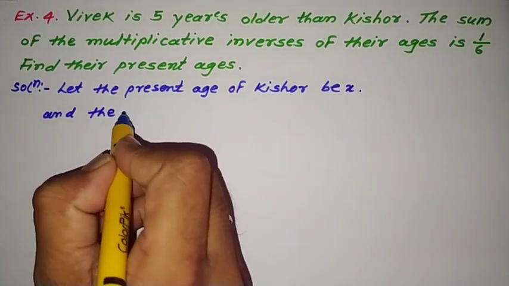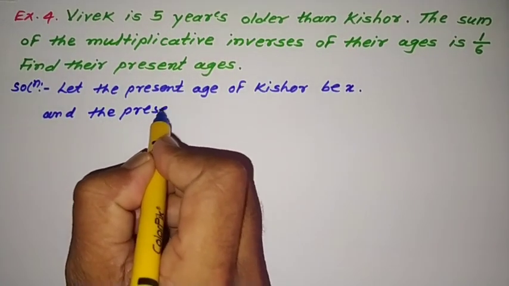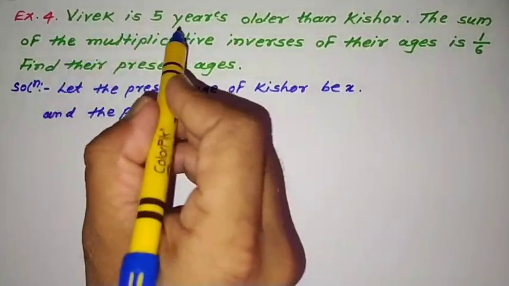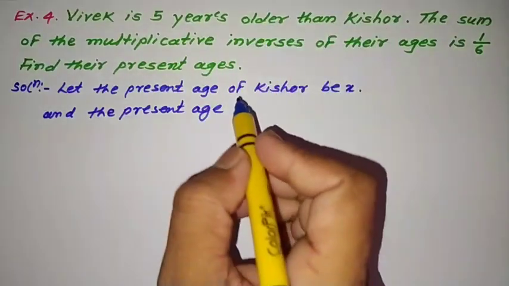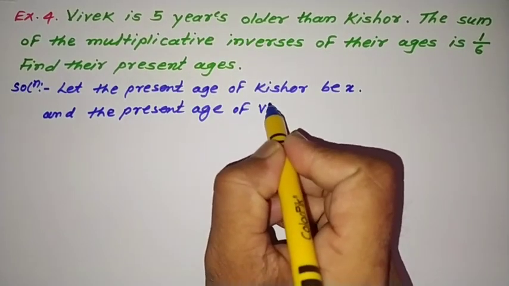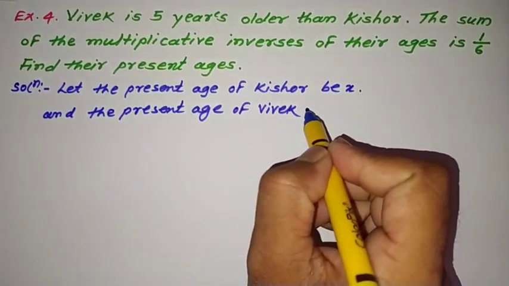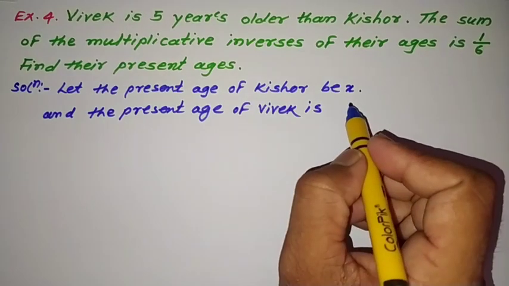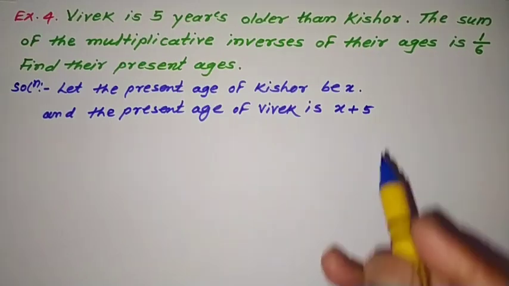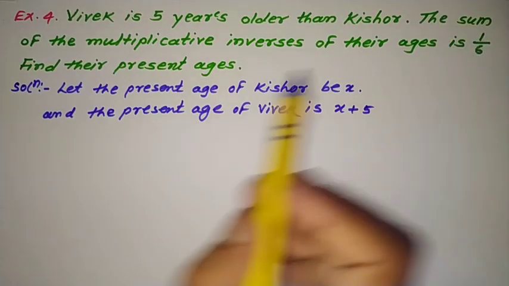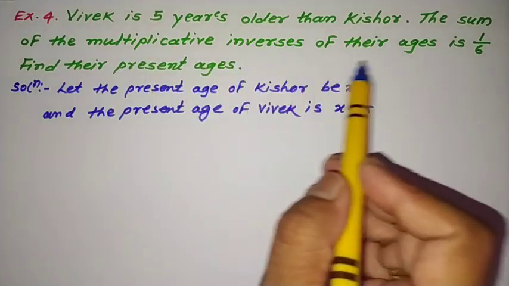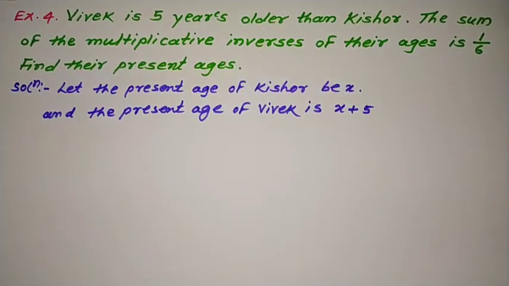The present age of Vivek is 5 years older than Kishore. The present age of Vivek is x plus 5. From the given condition, the sum of the multiplicative inverse of their ages is 1/6.